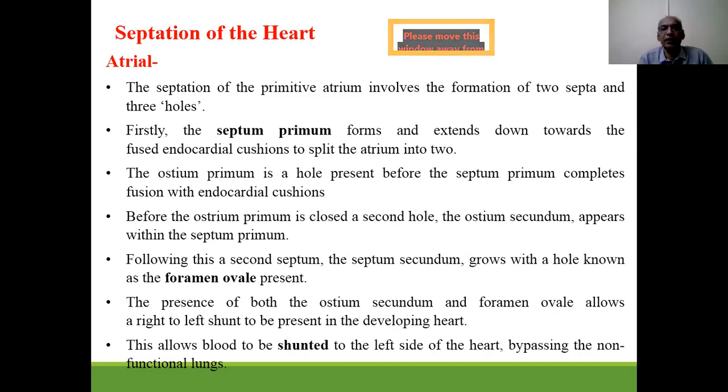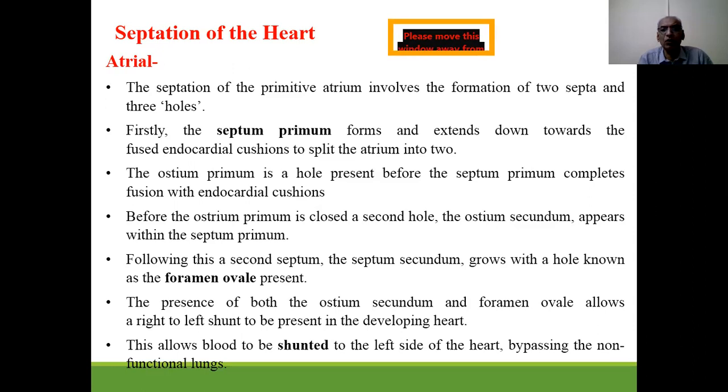Septation of the heart, that is the septum. Atrial septum. The septation of the primitive atrium involves the formation of two septae and three holes, that is the foramina. Firstly, the septum primum forms and extends downwards towards the fused endocardial cushion to split the atrium into two chambers. Ostium primum is a hole present before the septum primum completes fusion with endocardial cushions.